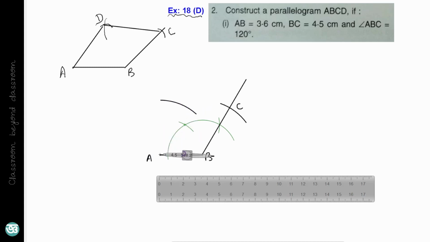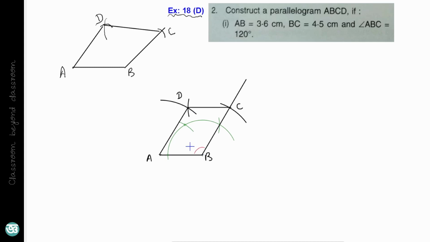So we can take the distance equal to AB. We can take it from the ruler also, but I will take it from here. So now I will take the center C, and this is equal to AB. We get point D here. Now join AD and DC. So this is the required parallelogram ABCD. 120 degrees. AB is equal to DC and AD is equal to BC.